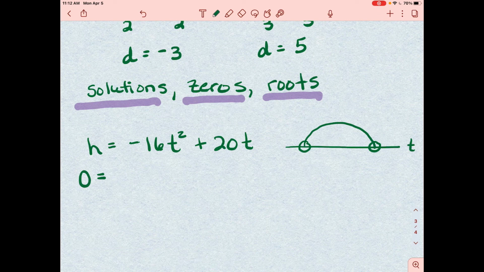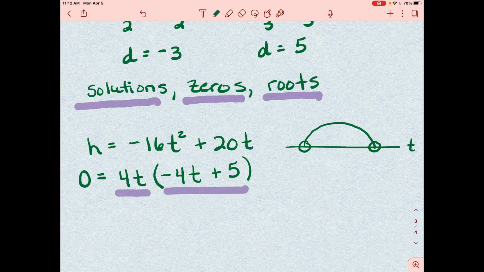Let's try factoring out 4. 4 goes into 16 and 4 goes into 20. So let's take out 4 and let's take out a t because t goes into t squared and t goes into 20. What is left behind? 4 times negative 4 gives us 16 and t times t gives us t squared. 4 times 5 gives us 20 and t times 1 gives us t. So I now have 2 factors. Can you see them? Factor 1 and factor 2.